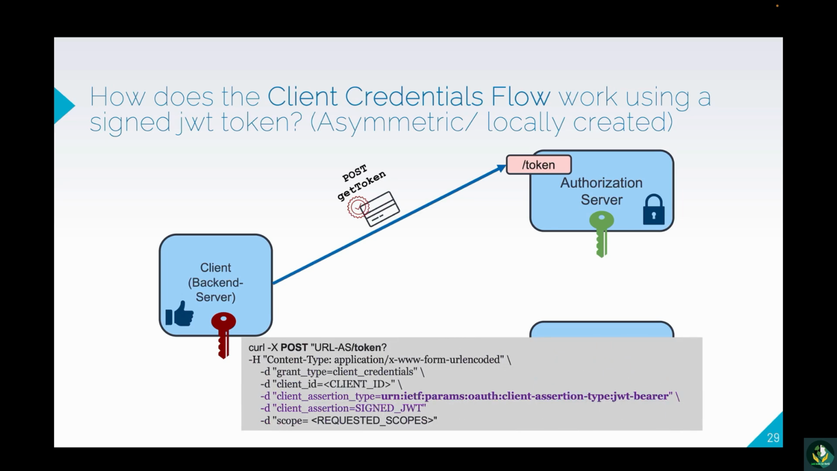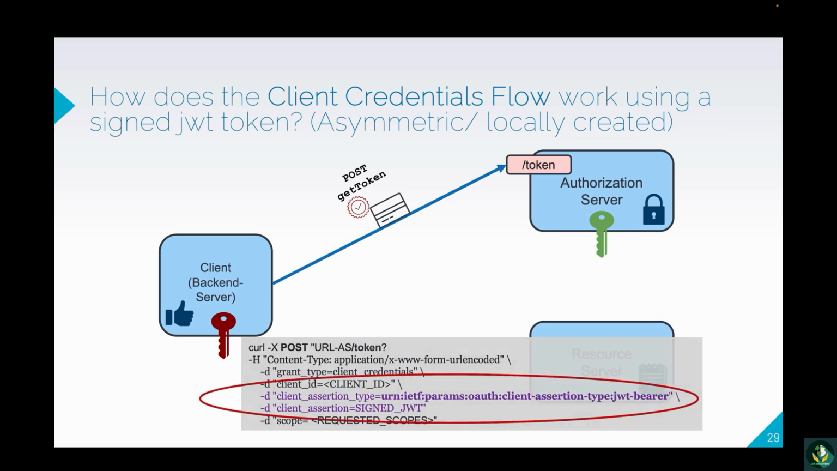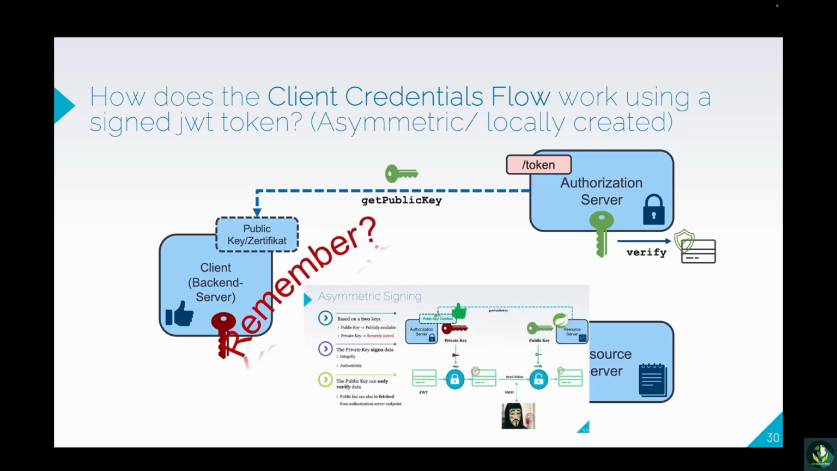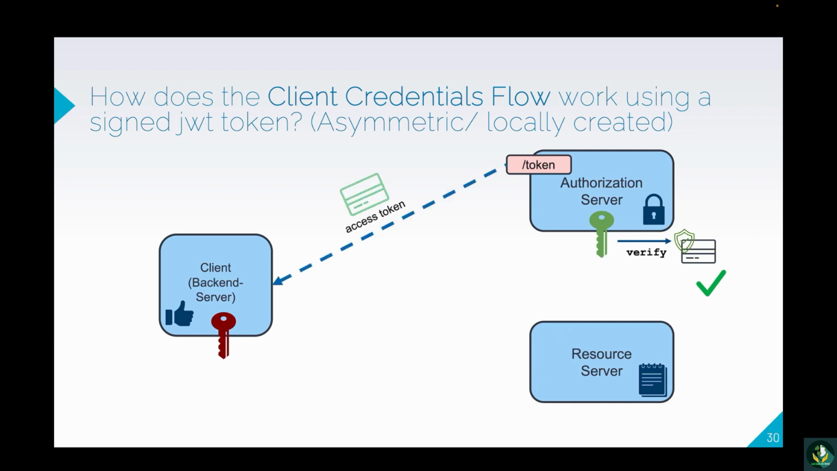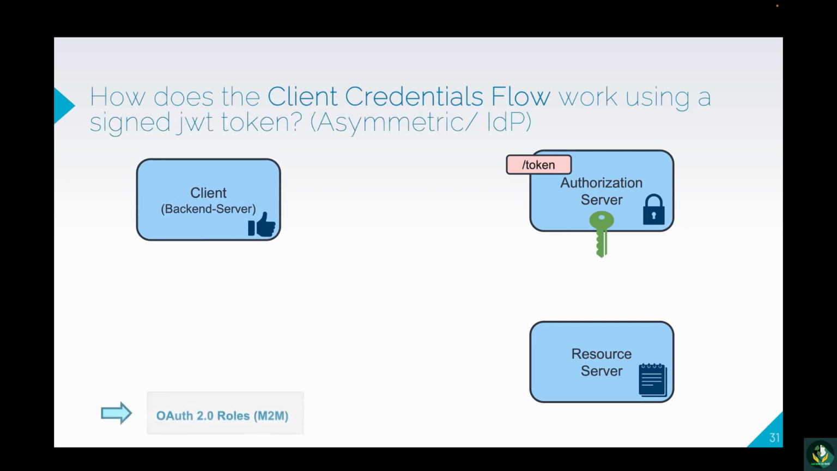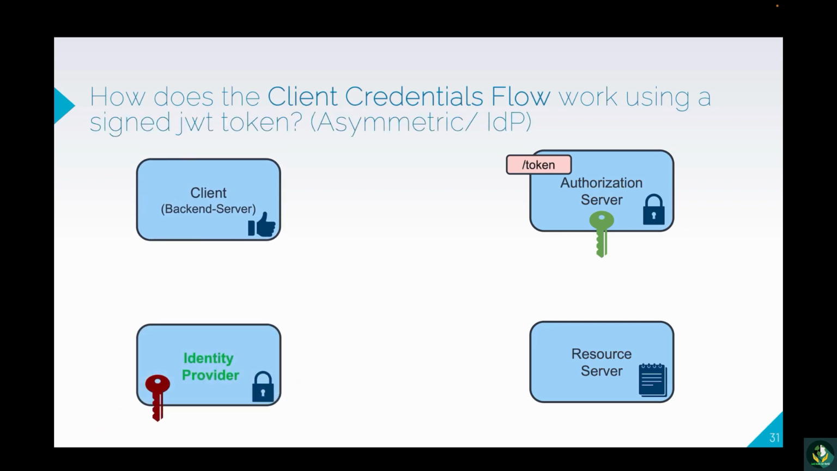The curl command structure remains the same as with symmetric signing. The authorization server verifies the token using the public key. Alternatively, the client can make the public key accessible via an API, similar to how tokens are validated by retrieving the public key from the authorization server. If everything is valid, it issues an OAuth 2 access token and returns it to the client. An alternative, less common approach is for the client to obtain the JWT from an identity provider that generates JWT assertions instead of creating it locally.